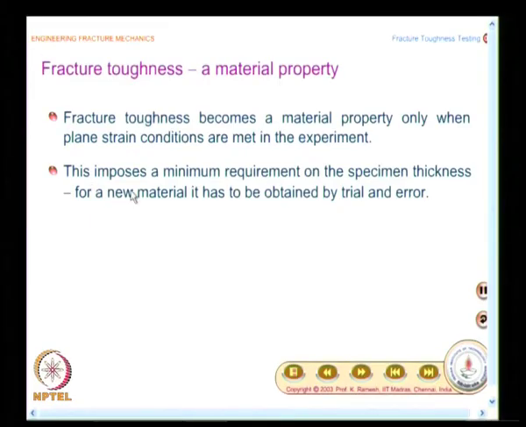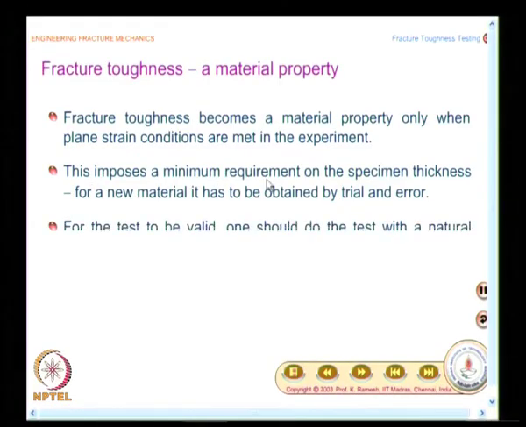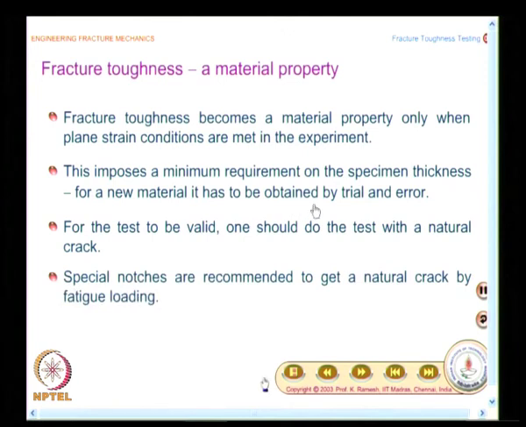This imposes a minimum requirement on the specimen thickness. For a new material, it has to be obtained by trial and error. It is a very important aspect. That means, you do the complete test. If the screening criteria is not satisfied, you have to scrap. The fracture toughness testing is more expensive.